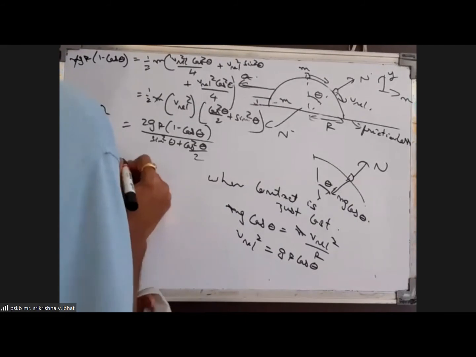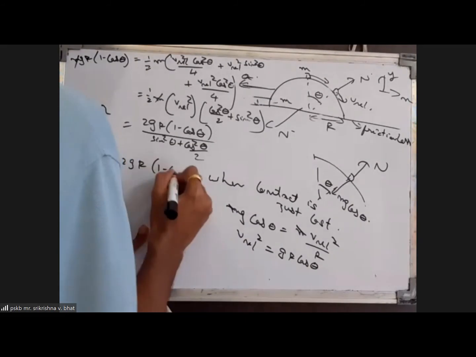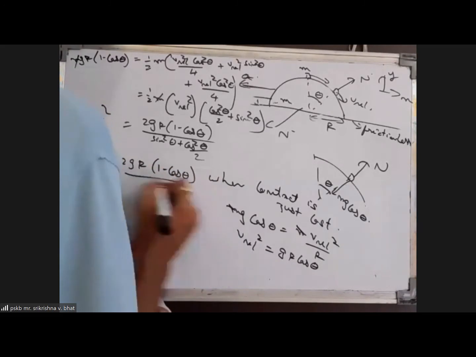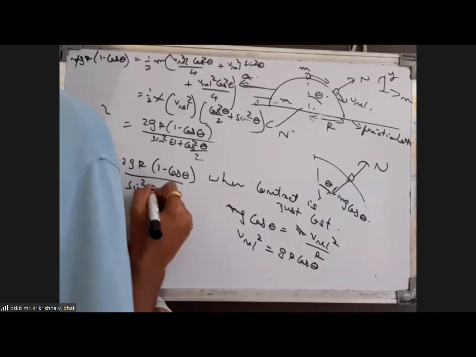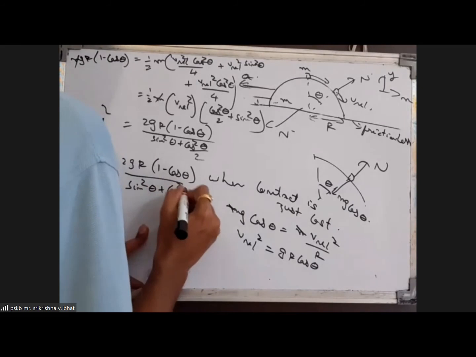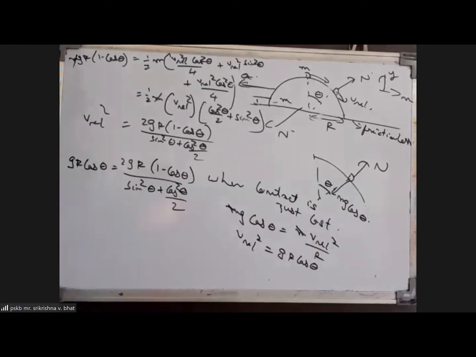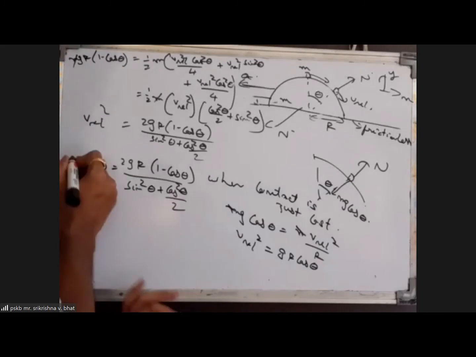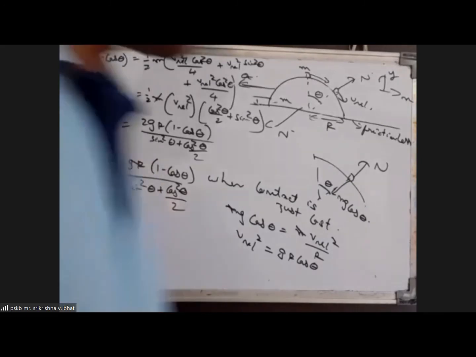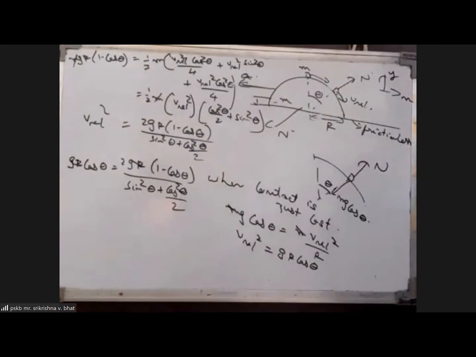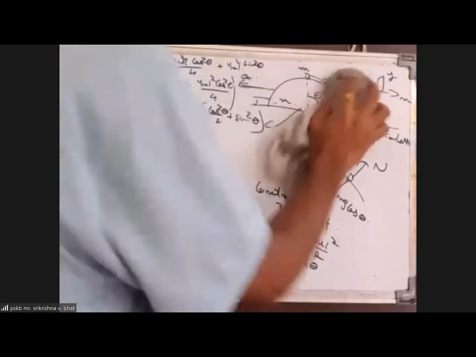So that you will get gR cos theta equal to 2gR into 1 minus cos theta by sin square theta plus cos square theta by 2. Okay, so this is the equation we get. So we get an equation involving cos theta and sin theta terms here.